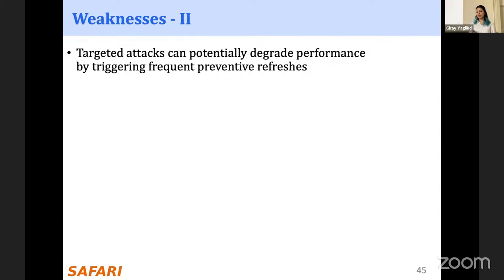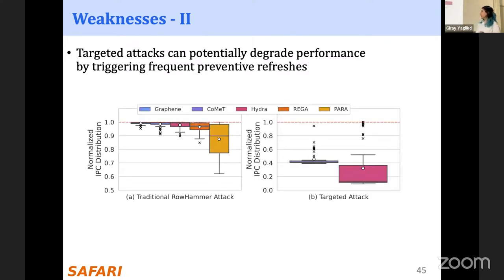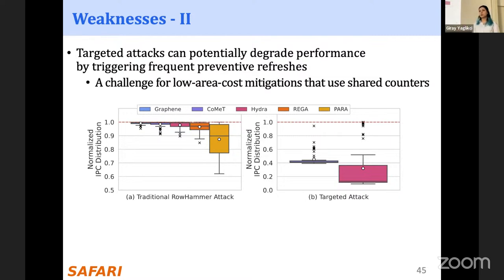The second one is targeted attacks can potentially degrade performance by triggering frequent preventive refreshes. In the paper, we also evaluate two types of RowHammer attacks, one traditional RowHammer attack and some targeted attacks. The second one has two different attacks targeting different low area cost mitigations that use shared counters, basically aiming to stress them. So this is again a challenge for low area cost mitigations, where an attacker, if they know that you have this sort of mitigation in the system, could attack it to degrade system performance. So that's one of the room for improvement places that we have in the paper.